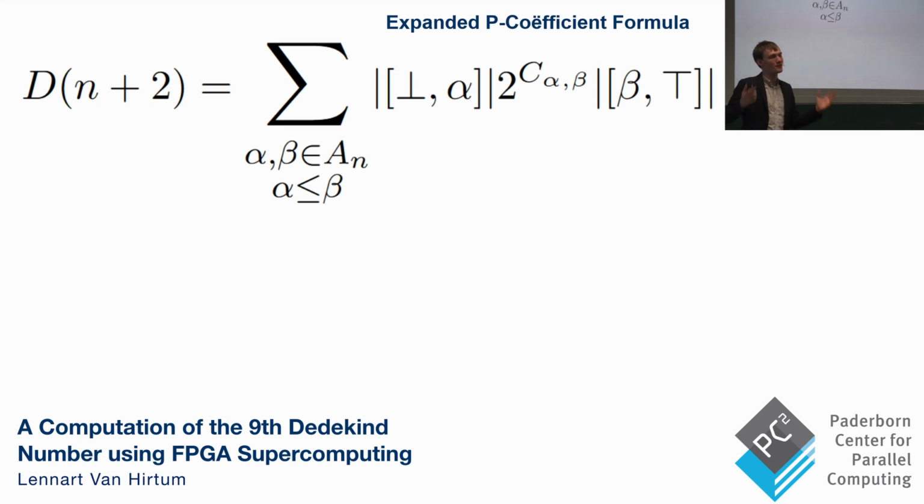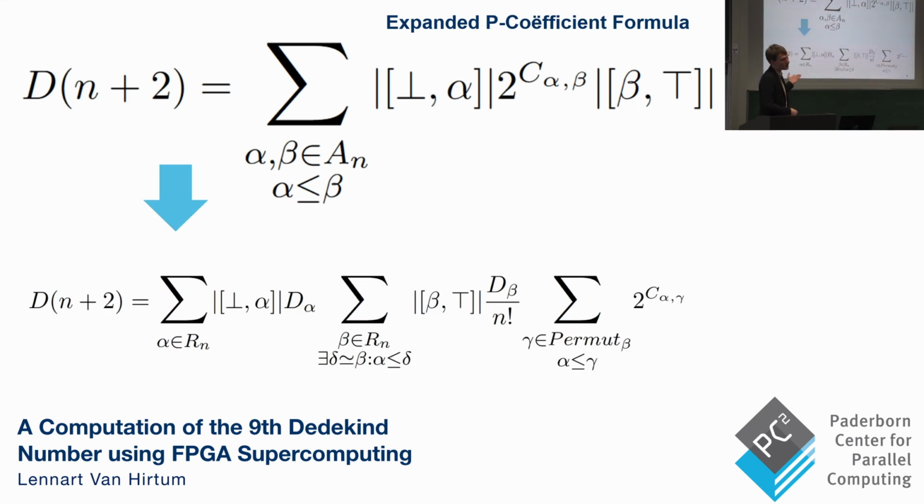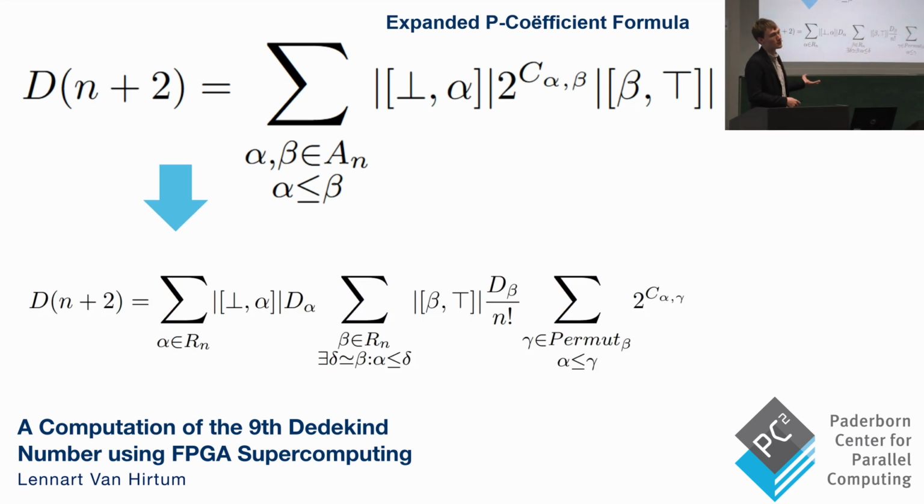So we now have a data set of all of these intervals. We have a data set of all of our monotone Boolean functions. So now we can finally attack the p-coefficient formula itself. And first, we want to apply a few more optimizations. This is why I call this the expanded p-coefficient formula.